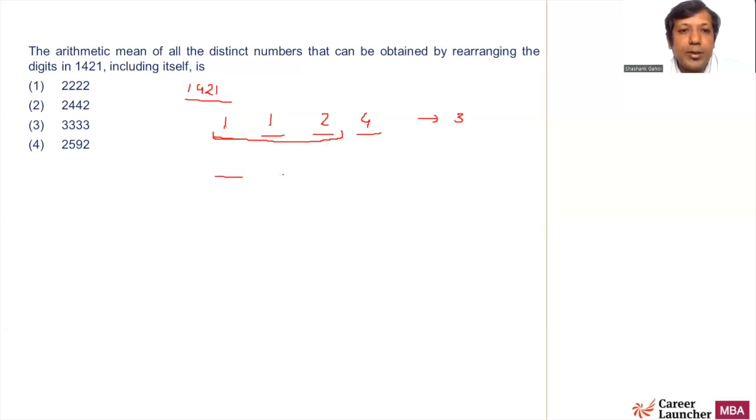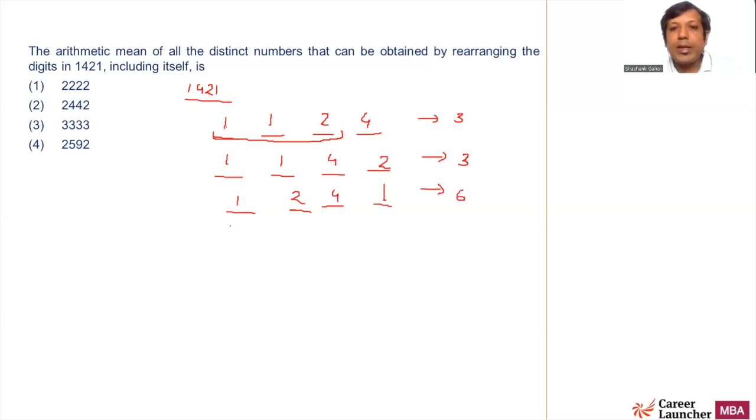If I put 2 at the unit place, again I am going to get 3 different possible numbers. If I put 1 at the unit place, then I am going to get 1, 2, 4, so 6 possible, or 3 factorial, numbers in this way. Now, if I put 4 at the tens place, again I'm going to get 3 different numbers. If I put 2 at the tens place, again I'm going to get the same arrangement.